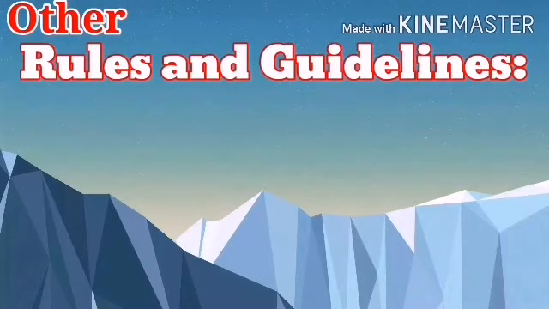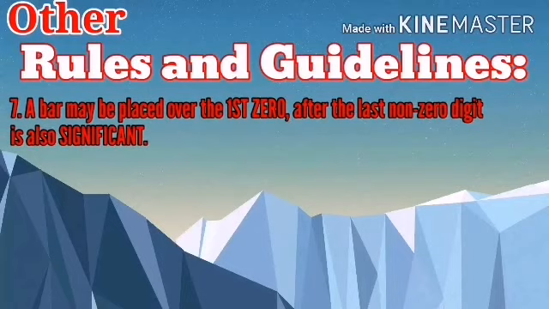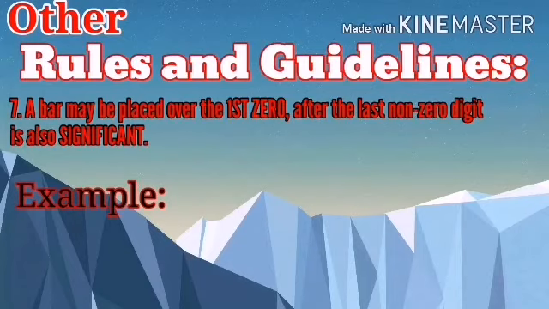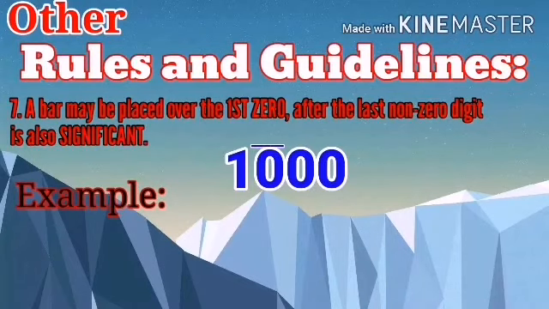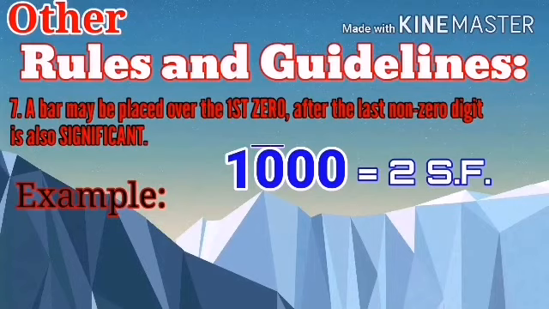Rule number 7. We have a bar may be placed over first zero after the last non-zero digit is also significant. Minsan, ang 0 ay nilalagyan ng bar sa taas. Pag may bar na ito sa taas, ibig sabihin counted na siya. Magiging significant figure na siya. Like for example, this one, you have there a bar on top of a 0 after 1. Dahil sa bar na to, magiging significant si 0. These zeros naman, dahil wala silang bar on top, they are not significant. Because from rule number 4, terminal zeros are not significant. How many significant figures do we have now? We have 2 significant figures, that 1 and 0 na may bar sa taas.